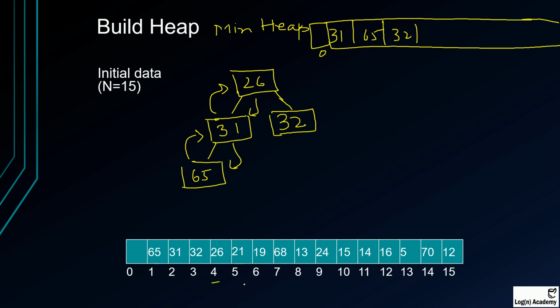Now after 26, let's add 21. 21 will be added here. Is 21 less than 31? Yes, it is, so we will have to make a swap here. Is 21 less than 26? Yes, it is less than 26, so again we swap: this is 26 and this is 21. Is 31 less than 21? No, it's not.